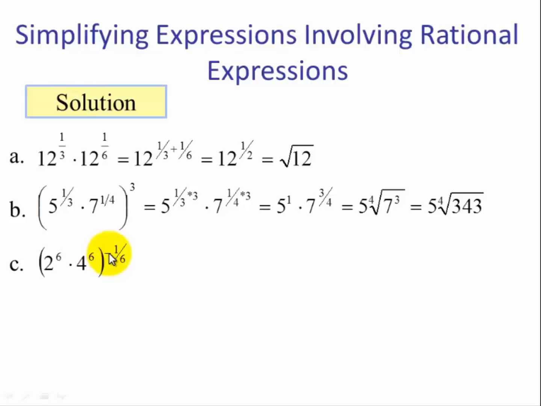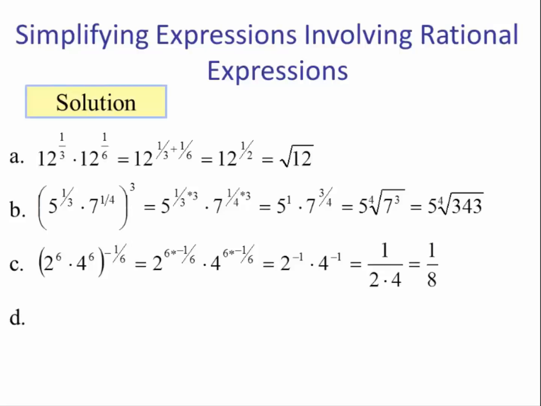See? Again, we have 2 different bases, and it's raised to the negative 1/6 power, so our first step is to multiply each power by negative 1/6. This gives us 2 to the negative 1 power and 4 to the negative 1 power. To make the exponents positive, the bases in the numerator will be sent to the denominator, so we have 1/2 times 1/4, and that's equal to 1/8.